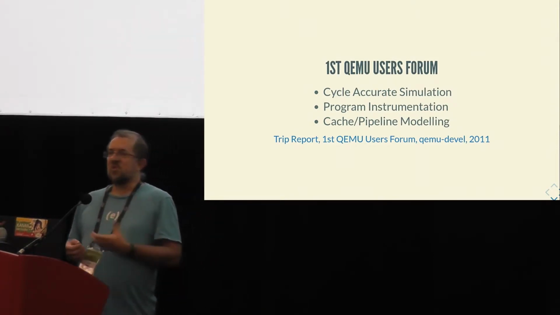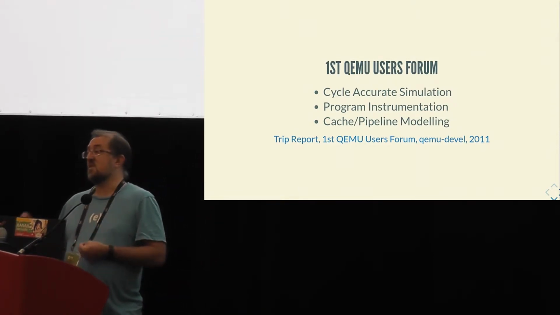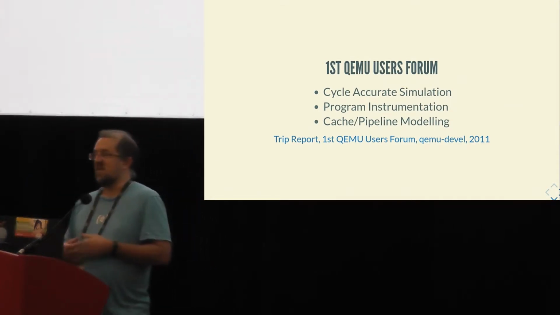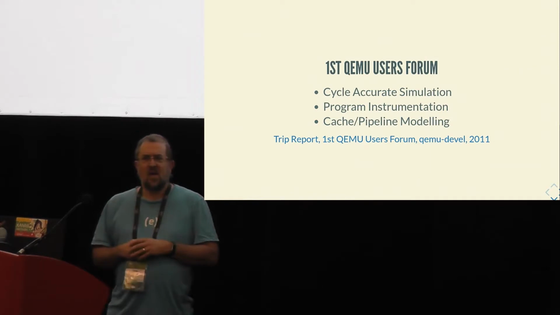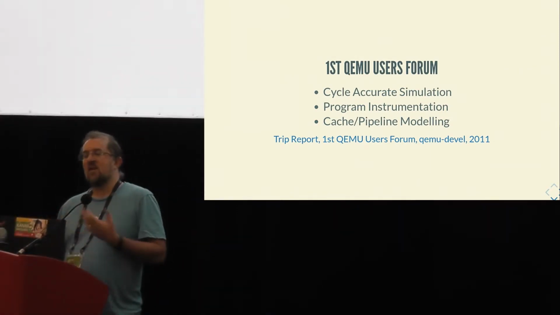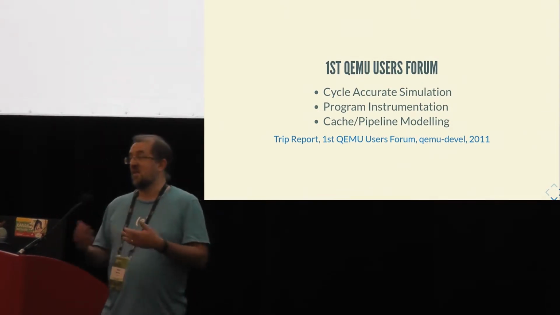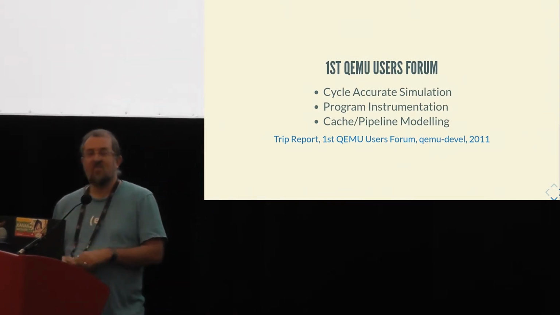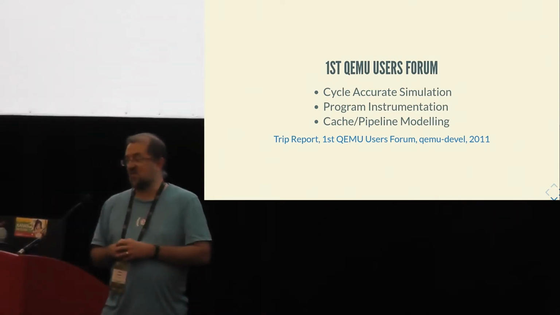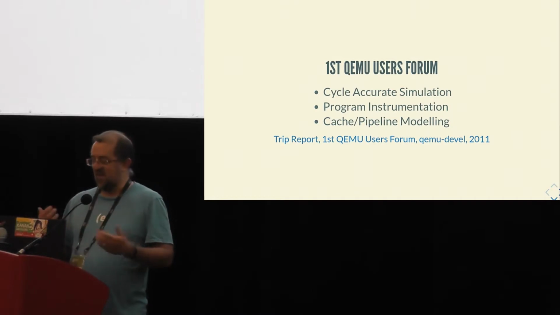But there are also people doing program instrumentation, so they wanted to look at how programs ran, the sort of instructions they're executing, the sort of code paths they were taking. And also things like cache and pipeline modeling, so just working out what impact a program had on the cache of the system and how you could change that. And of course, none of these are things that QEMU as a core project is interested in, because they all get in the way of running as fast as possible.